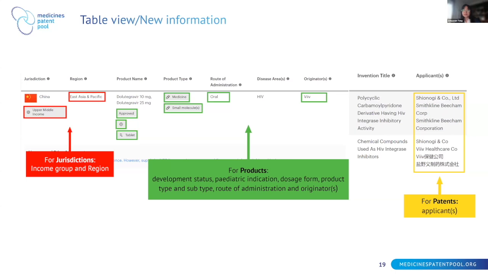And for patents, now you will be able to see the applicants. And applicants, I believe, is a column you need to add manually. So it's also a reminder to use the add and remove column function.